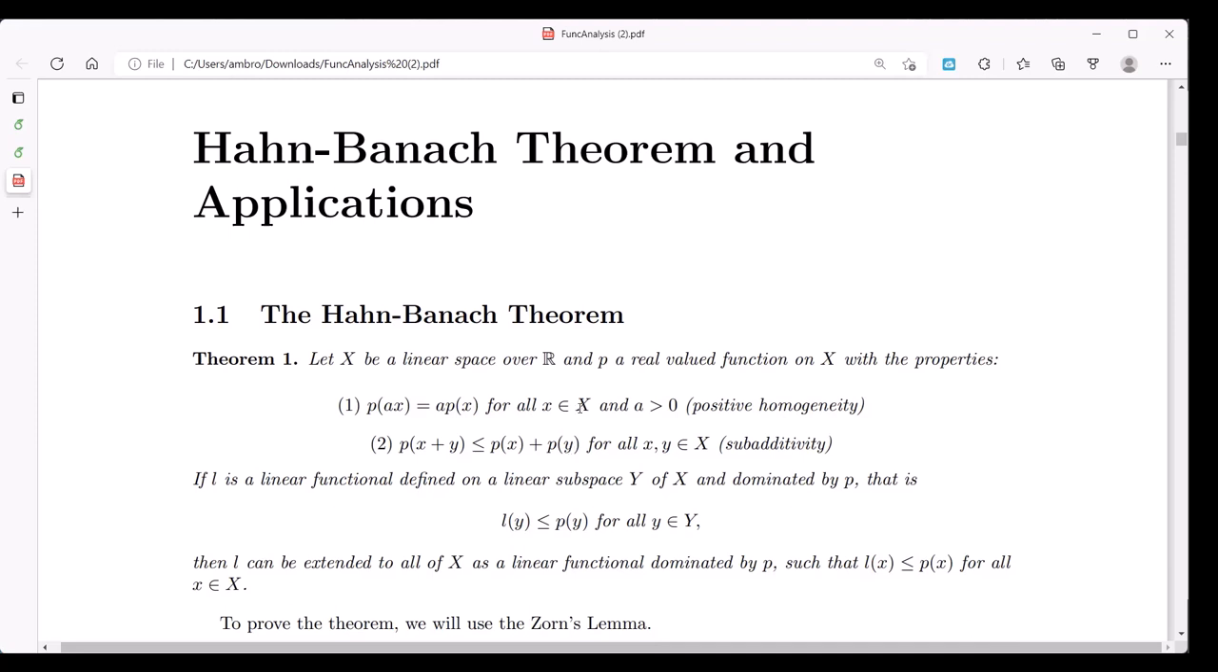So what is the Hahn-Banach theorem about? Now you consider a linear function defined on a subspace Y of X. It's not defined all over X. It's defined on a subspace smaller than X, and satisfies on this subspace Y that L of Y is less than or equal to P of Y. Then the conclusion is that L can be extended to all of X. Furthermore, on X, you have also that L of X is less than or equal to P of X.